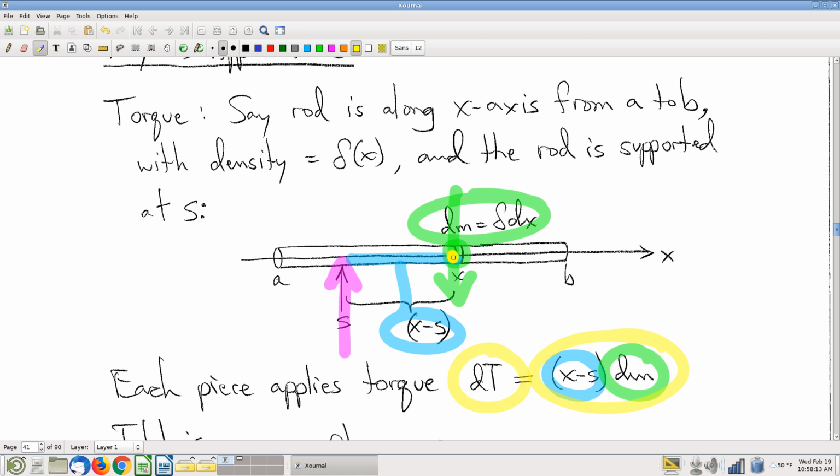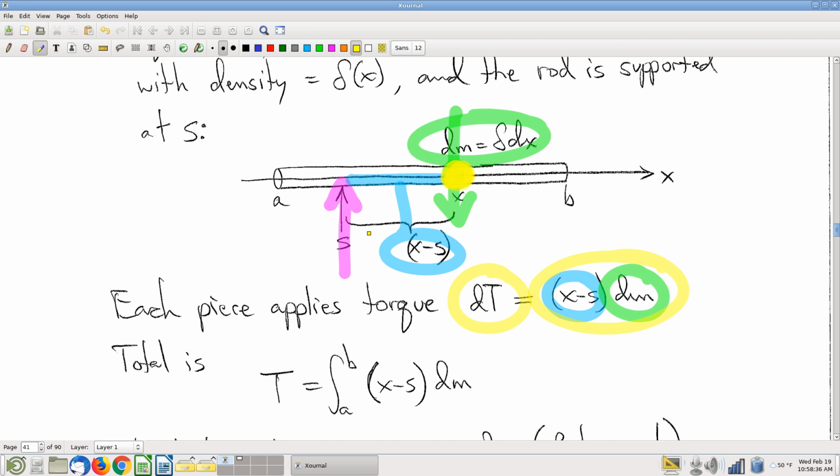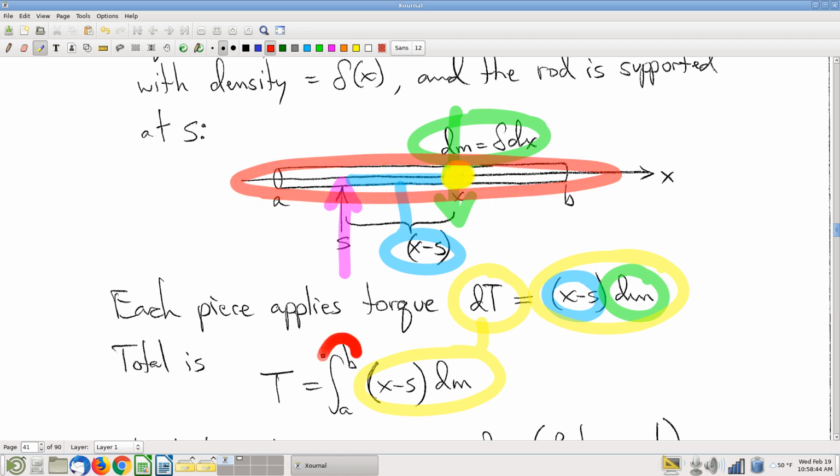Now notice that's just for that one piece. And if the question is, look, I'm supporting an entire rod, an entire one-dimensional thing, then the amount of torque applied by a single piece, well, that's not the whole story. There's also this piece over here, and this piece over here, and that piece there. There's a bunch of little pieces. So no surprise, we're just going to use an integral. We're going to take the amount of torque applied by each piece, and then add up over the entire rod from A to B. That gives us an integral representing the total torque.